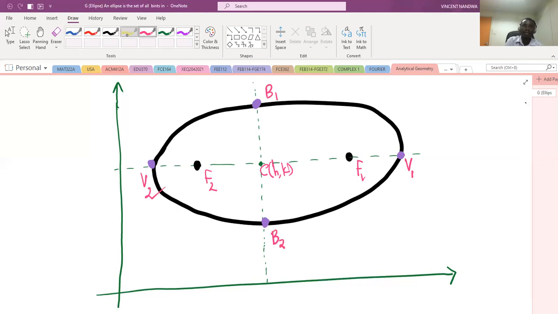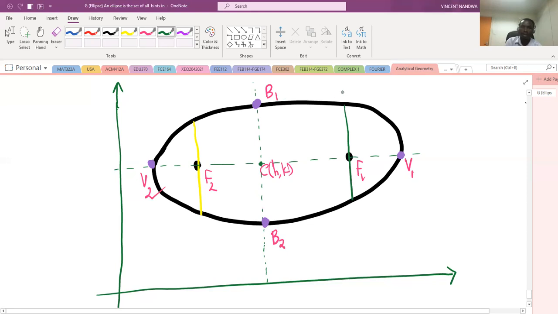Let's now join this line passing through F2, this latus rectum. This is another latus rectum. So call this end N1, call this end N2, call this one M2, call this one M1.